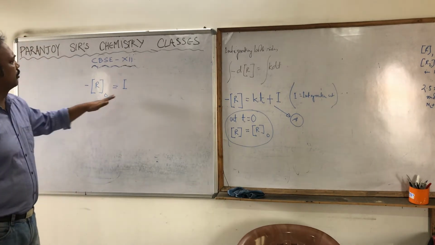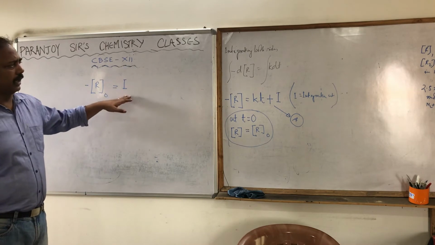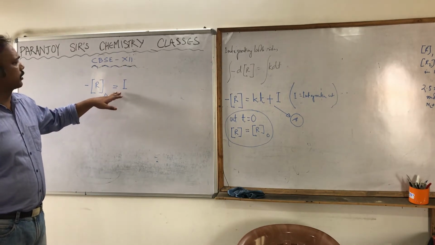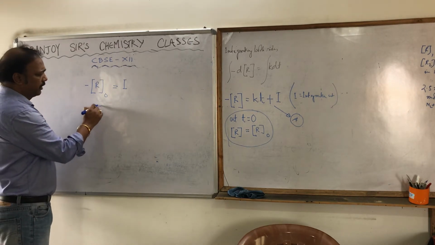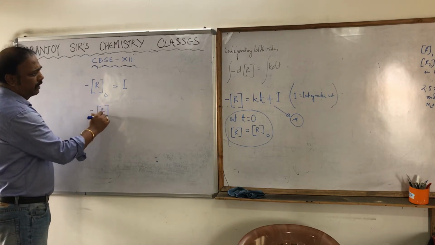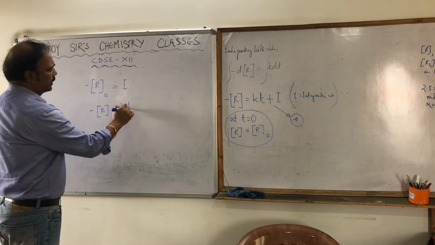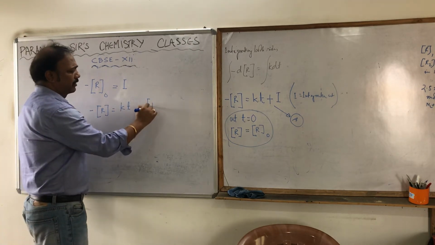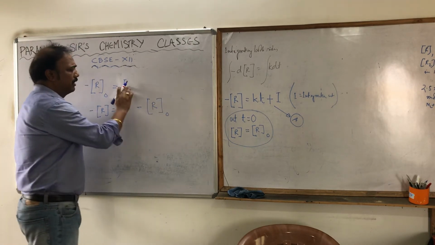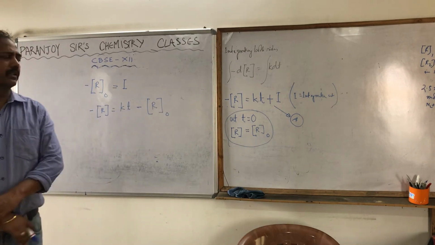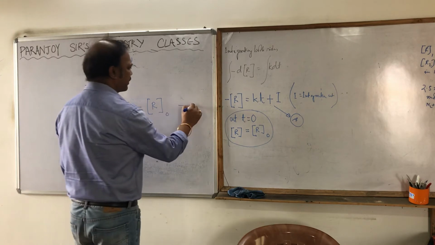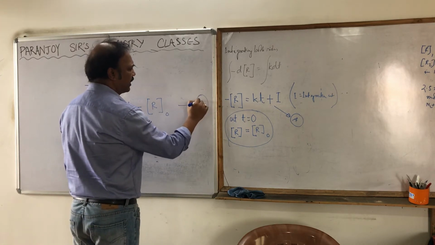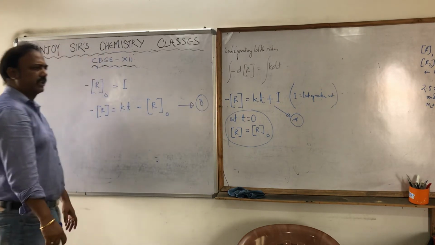So minus R0 equal to I. Fine. Now we put this value in equation A. So we get minus R equal to kt minus R0. In place of I, we are writing minus R0. Give this equation a name, suppose this equation is B.